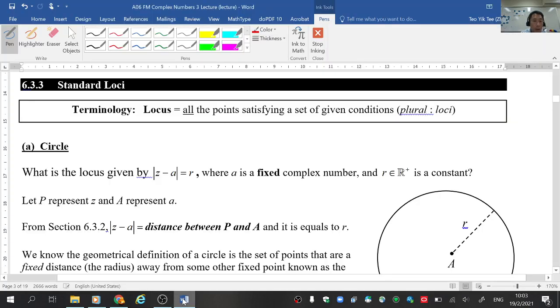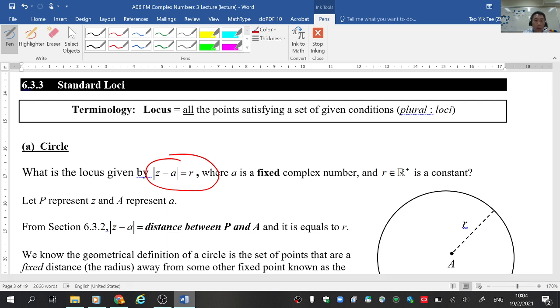Okay, as far as your syllabus is concerned, you have 3 standard locus that you have to know when it comes to your complex number. The first one is circle. To understand the meaning behind this locus, you need to understand what the meaning of modulus of z minus a is equal to r.